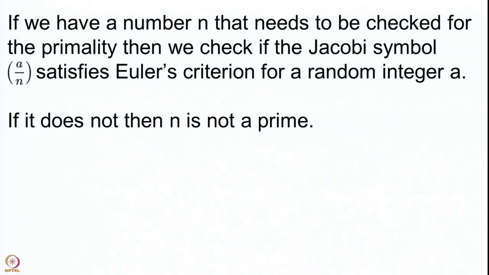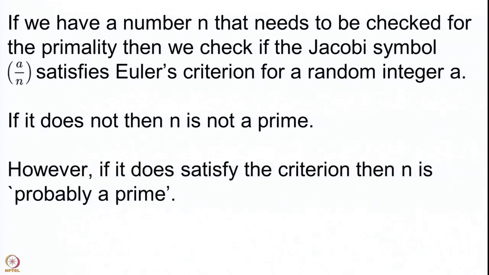However, unfortunately, you may happen to choose an a for which Euler's criterion holds. Can we then say that n is a prime? No. But what we will say is that n is probably a prime. This is where the advanced primality tests come into the picture. The tests will tell you how many integers you should check and for how long. If you start from 1, the most natural thing is to check Euler's criterion for a equal to 2. If that holds, then you will check for a equal to 3 and so on.